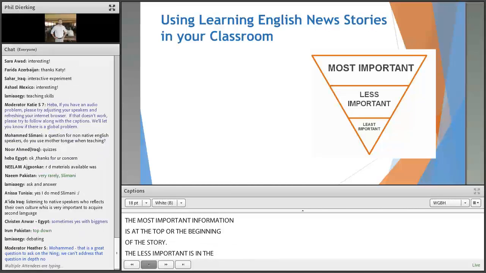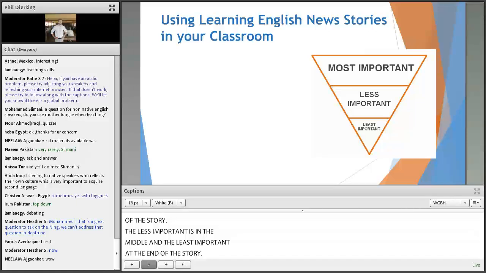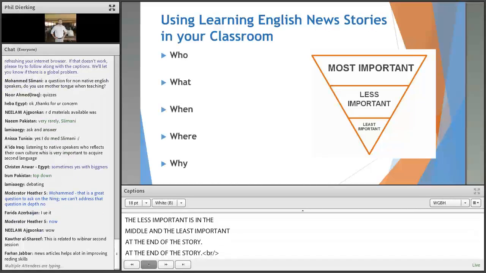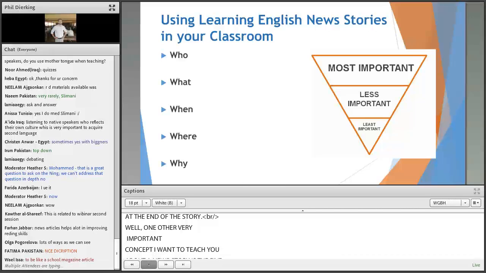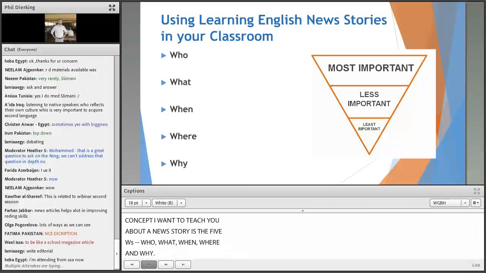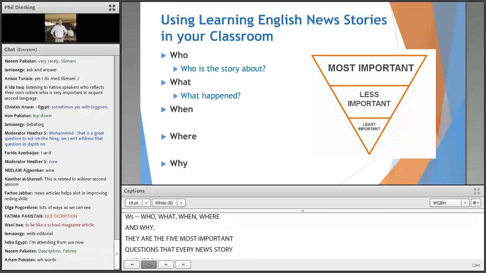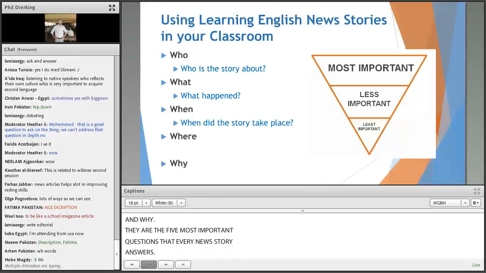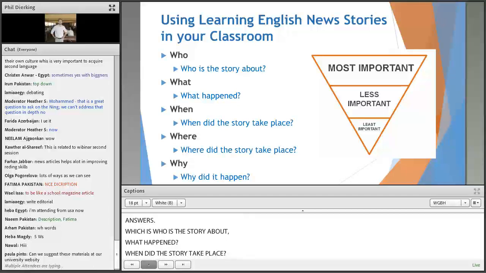Well, one other very important concept I want to teach you about news stories is called the 5 W's. And they stand for who, what, when, where, and why. They are the 5 most important questions that every news story answers, which is who is the story about, what happened, when did the story take place, where did the story take place, and why did it happen.